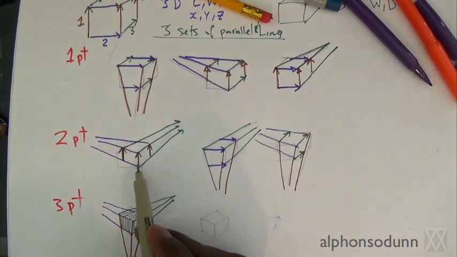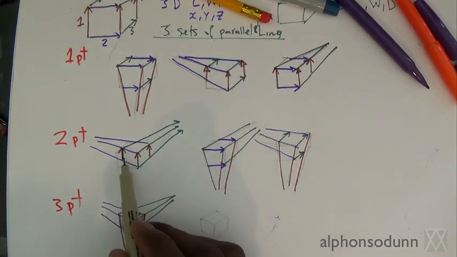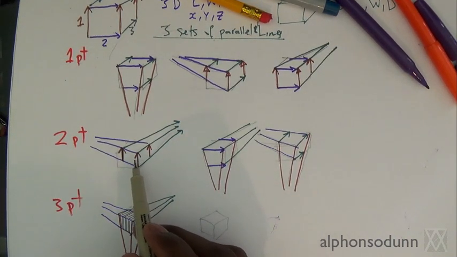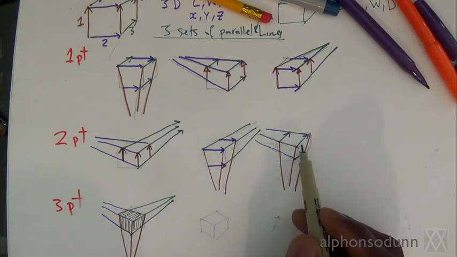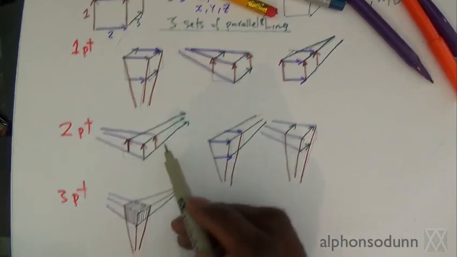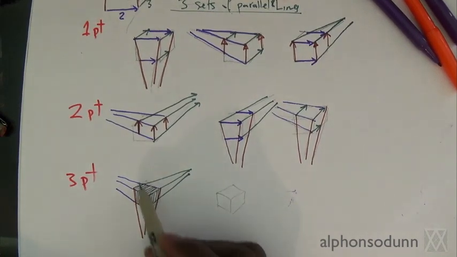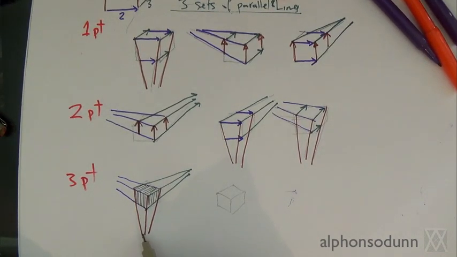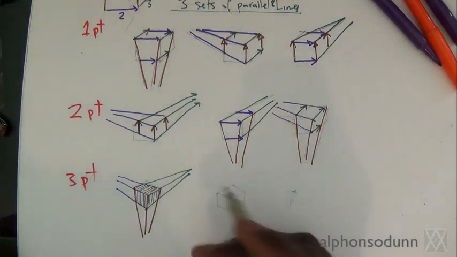With this one, see, only one set of parallel lines remains parallel. Here, one is parallel, but the other two are converging because they're not parallel anymore. And here, there are no parallel lines. All three sets of parallel lines are converging. And this is when we see something in three-point perspective.